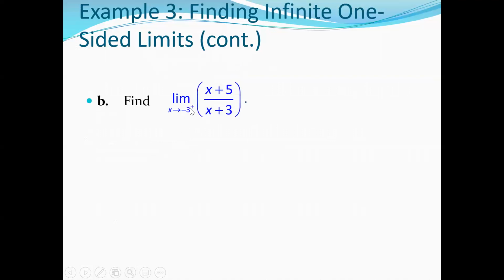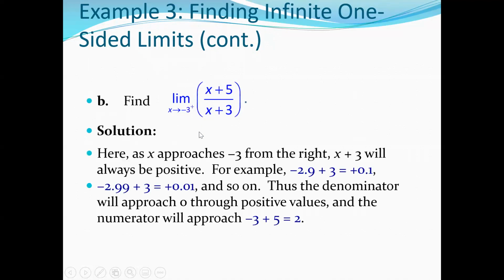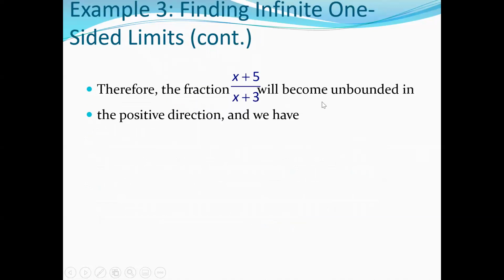Now let's try the second one. This is s approaching negative 3, but this time from the right. From the right means it's going to increase. So the same idea here: s approaches negative 3 from the right, so s plus 3 will always be positive, because we start from numbers like negative 2.9, negative 2.99, going up. So we are having positive values in the denominator, and the numerator will still be 2. Therefore the fraction will become unbounded in the positive direction. So we are going to have positive infinity. The value will be increasing.